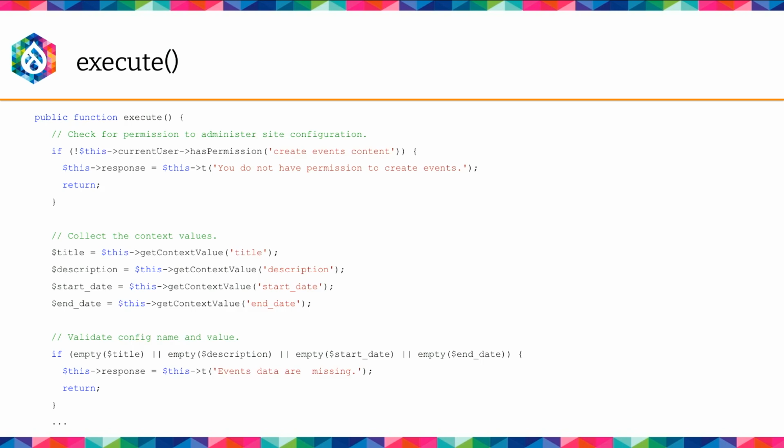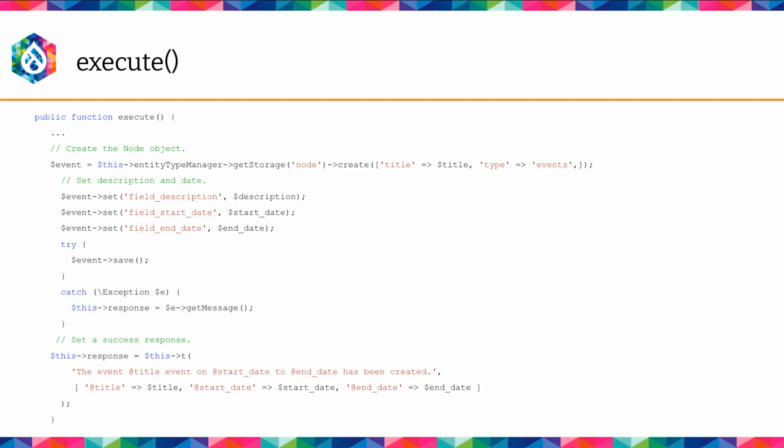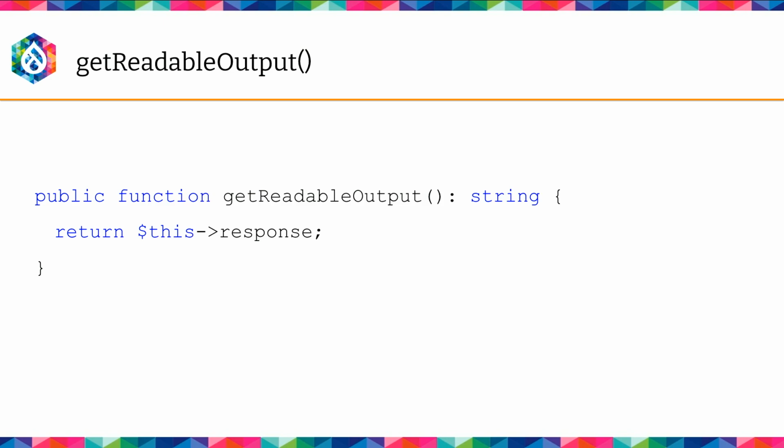I will check if they are empty or not. And after that, I can go and create the content. So I create the node object, the entity manager, the entity object, and then I set the fields, then I save it, and if it goes well, I will return the success message to the agent. After that, I return it with the get readable output.